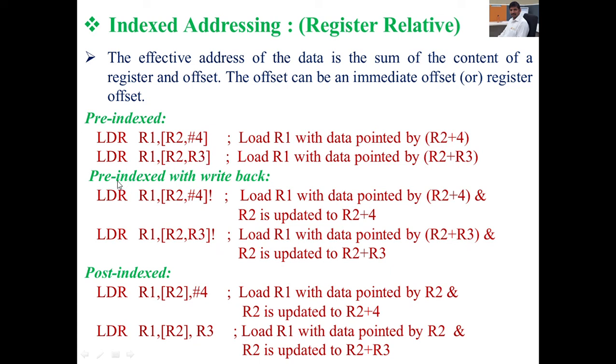Next, pre-indexed addressing mode with write back. Similar to the previous operation, we are loading the register R1 with R2 plus 4, then after performing that, R2 is updated to R2 plus this immediate value or register content. Similarly here, load R1 with data pointed by R2 plus R3, and then R2 is updated to R2 plus R3.